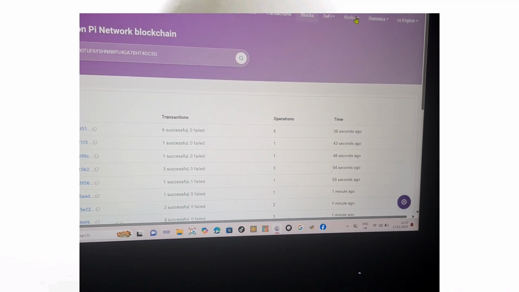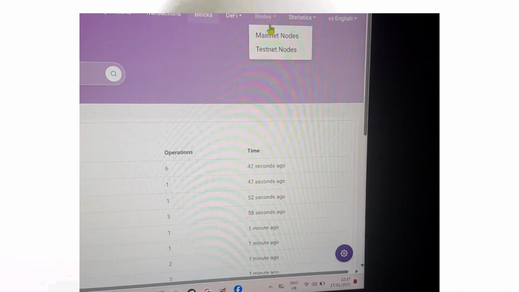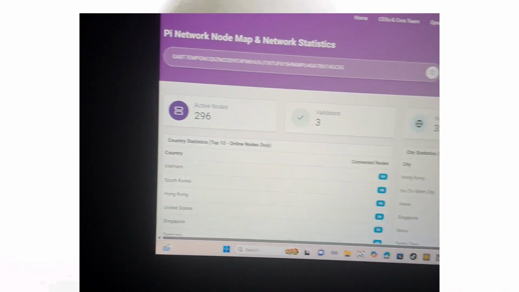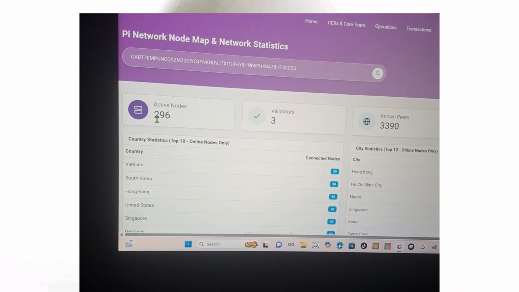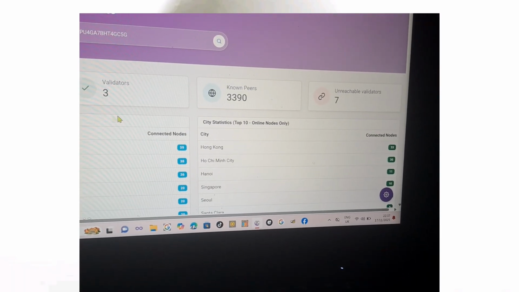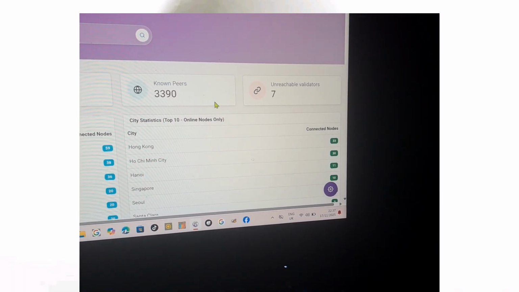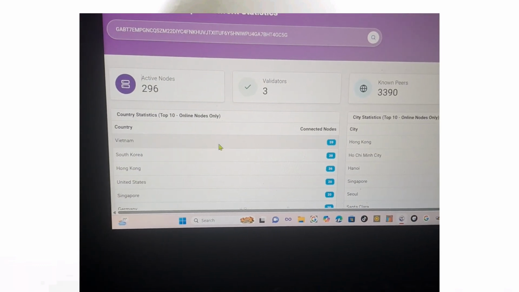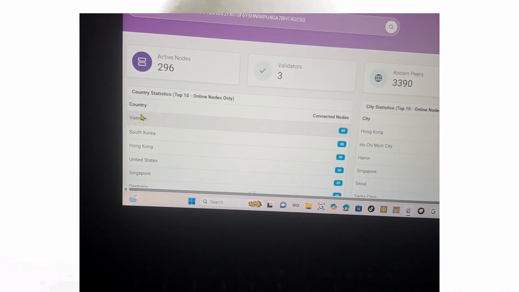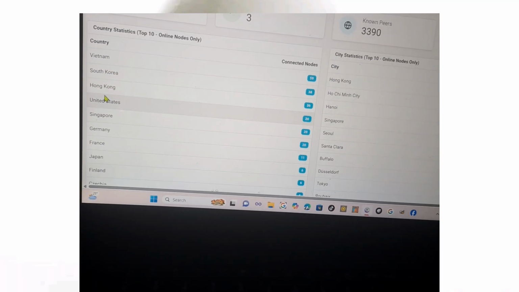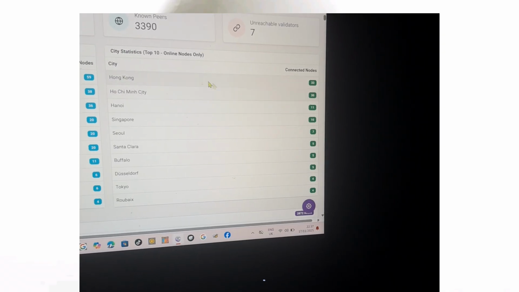Now, we have also the nodes. So these nodes are categorized into two, the mainnet node and the testnet node. So let's check the mainnet node. Very good. So you can see we have 296 active nodes. We have 3 validators. These are the people who make sure that pioneers pass KYC. Also, we have 3,390 non-peers and unreachable validators. Okay, so you can come here and see the number of nodes per country. So you can see, like here we have Vietnam leading with the number of nodes, that's 59, followed by South Korea, Hong Kong, Singapore, and the number of nodes running in those countries are there. This side, we have the number of nodes per city.